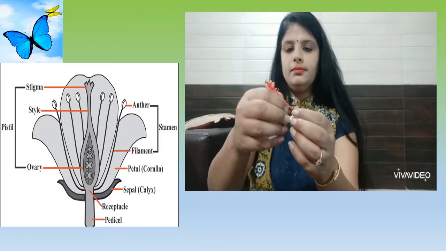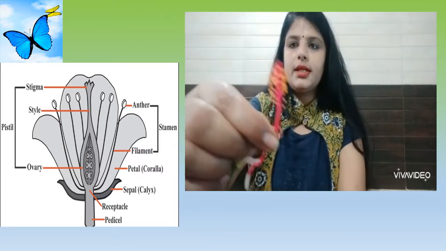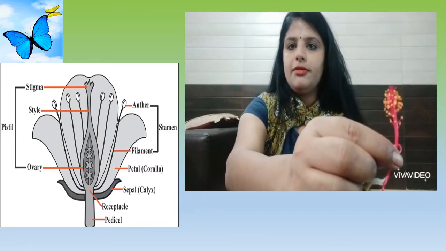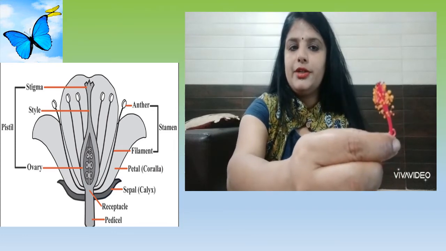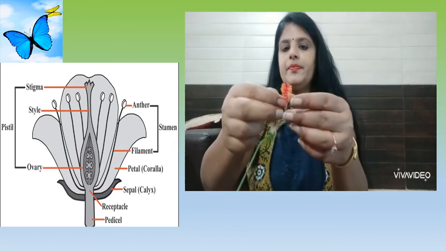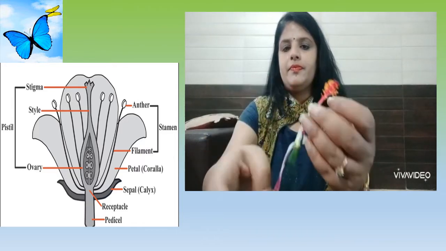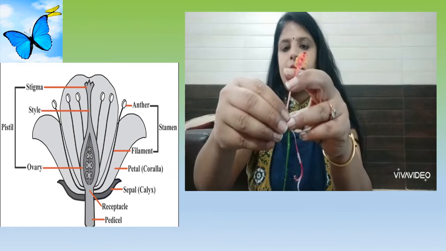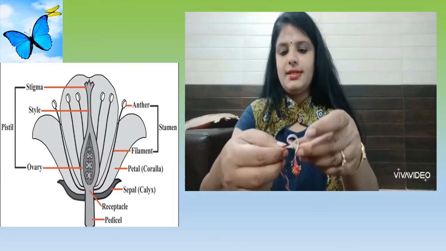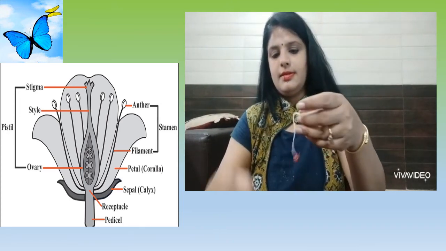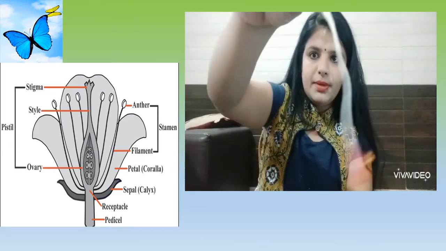Now this is the king of the flower, or the king of the kingdom. It is the male reproductive part of the flower, known as androecium. Actually at home I don't have all the equipment for dissection, so I'm trying my best. Okay, this one is the female reproductive part of the plant.